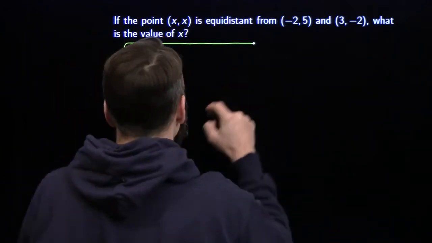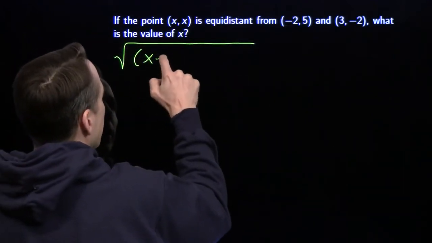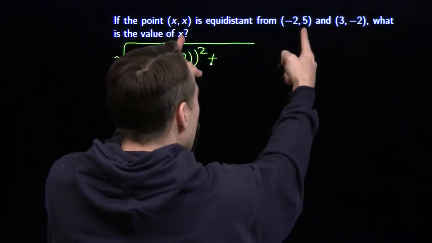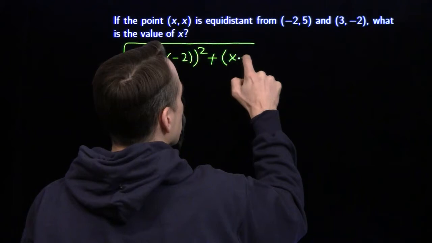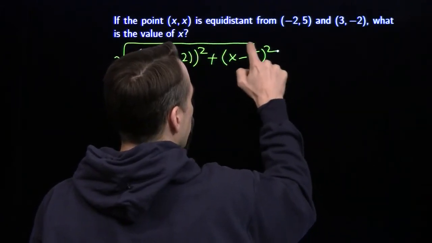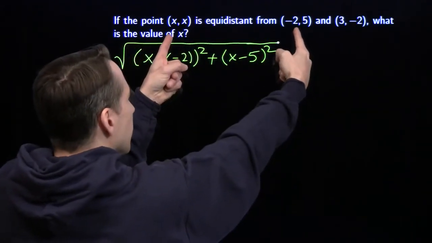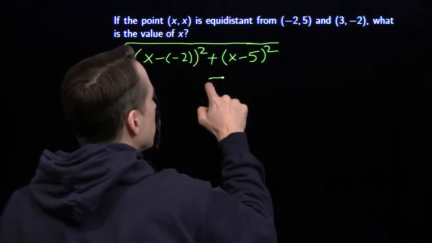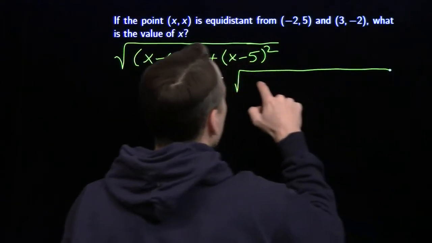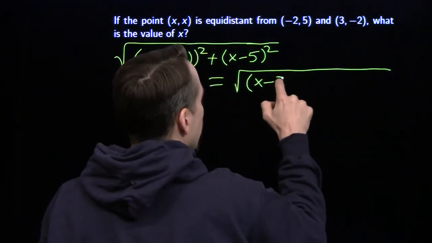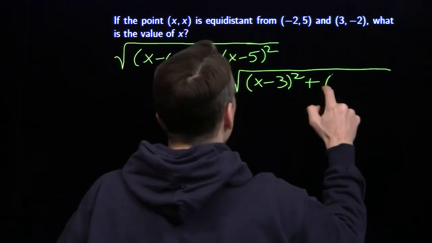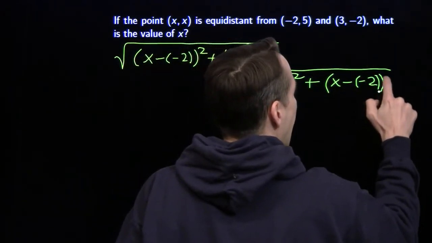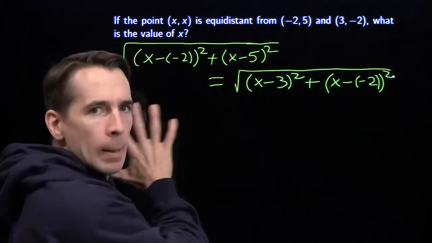Our difference in x-coordinates, we'll square that, plus the square of the difference in the y-coordinates. Take the square root of that mess, and that gives us the distance between these 2 points. Now, for the distance between these 2 points, we just use the distance formula again. Square of x minus 3 plus the square of the difference in the y-coordinates. And we have a big mess.